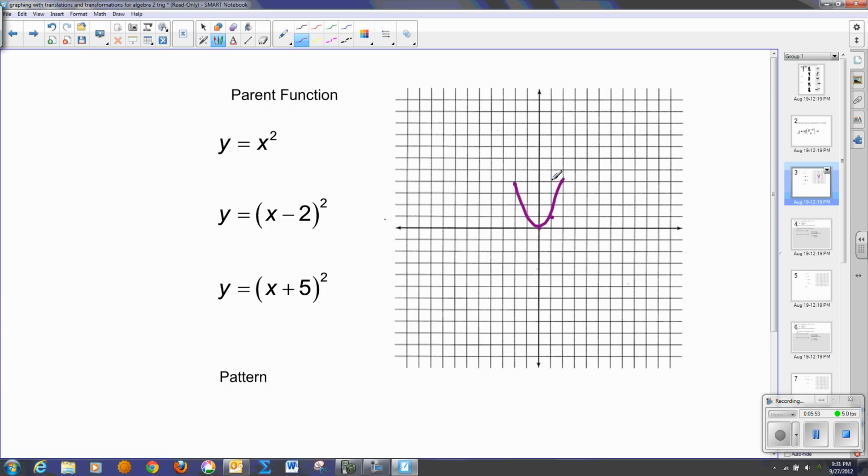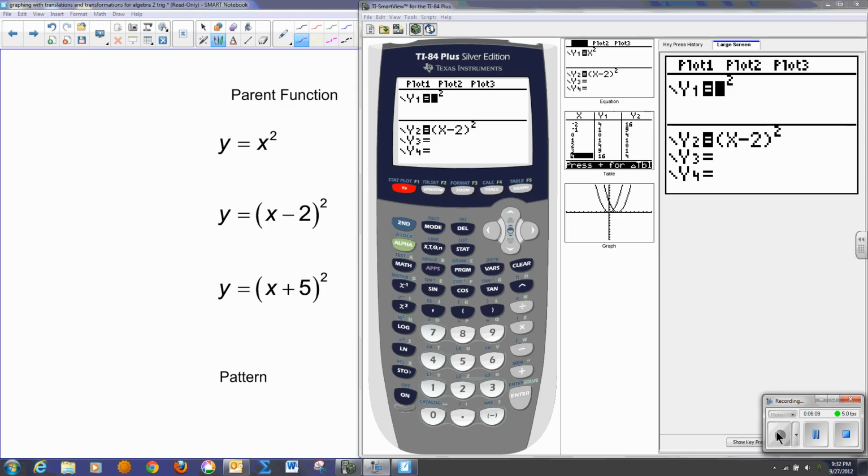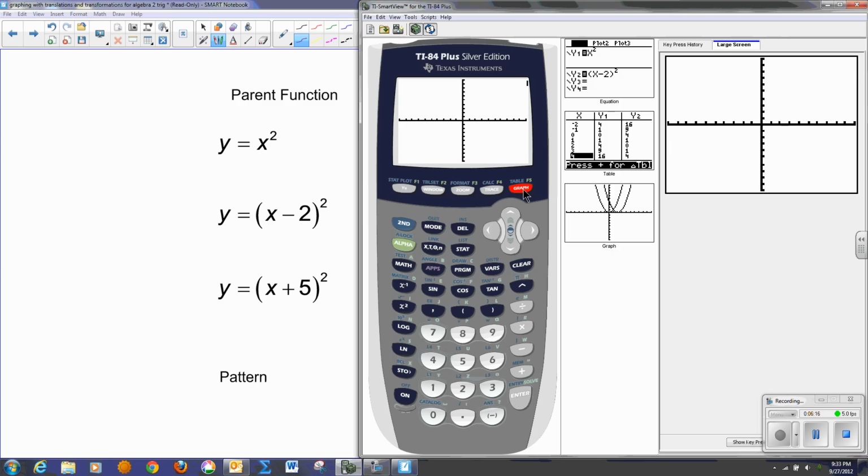There's our parabola. Now what I'm going to do is pop this into my calculator, and you might want to do the same. I'm going to go to y equals, plug in my x squared, and then right below it plug in y equals the quantity of x minus 2 squared. So here we are with our calculator. We've got y equals x squared and y equals x minus 2 squared. I'm going to graph that. And you'll notice when I do so, there's x squared, and here's x minus 2 quantity squared.